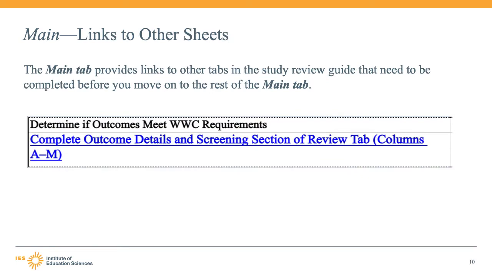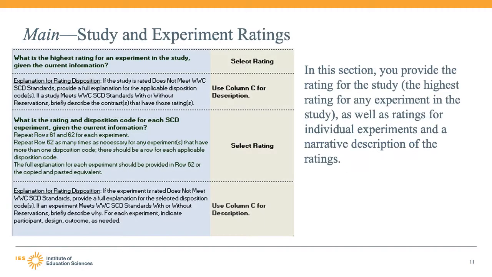As you proceed through the study review guide, there will be links to other sections of the study review guide. Clicking on the link will take you to those sections. Complete those sections of the study review guide before proceeding to the next part of the main tab. Once you have completed the second section of the main tab of the study review guide, you will arrive at the study rating for each experiment and the study rating for the study overall.